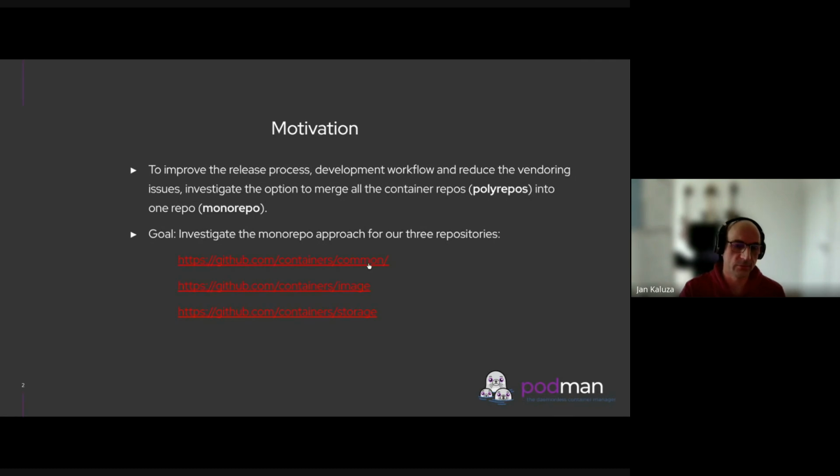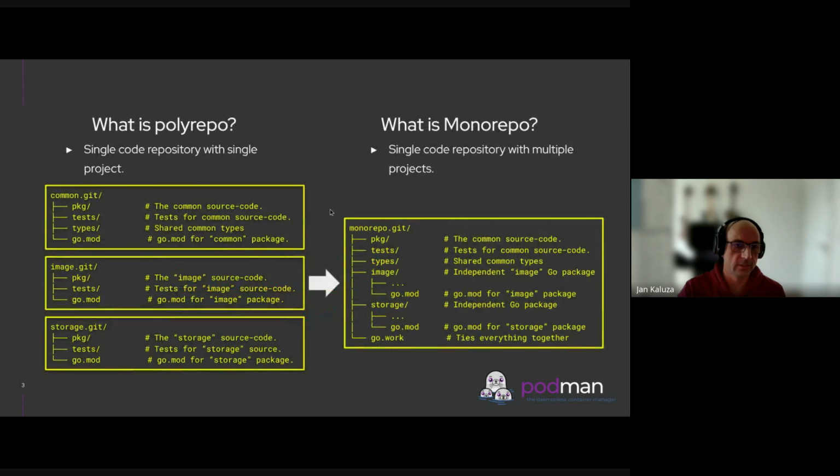I was mainly focused on the three repositories I have here: the common repository, the image repository, and the storage repository. The goal was to check how these repos could be merged into the monorepo and what this would mean for Podman and the workflows and everything. So let's go to the next slide.